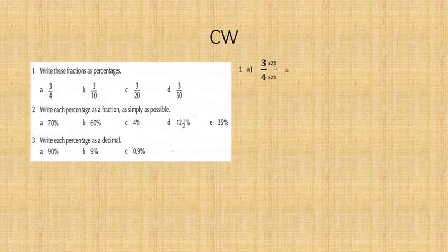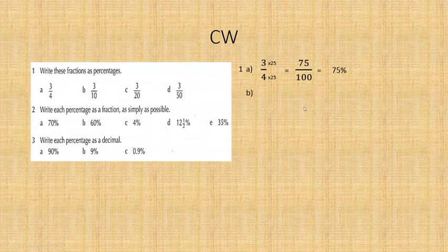So the answer is going to be here, 3 times 25 is going to be 75, and 4 times 25 is going to be 100. So the denominator is 100, so I'm taking the numerator only and writing it down with a percent sign next to it. So the answer is going to be 75%.